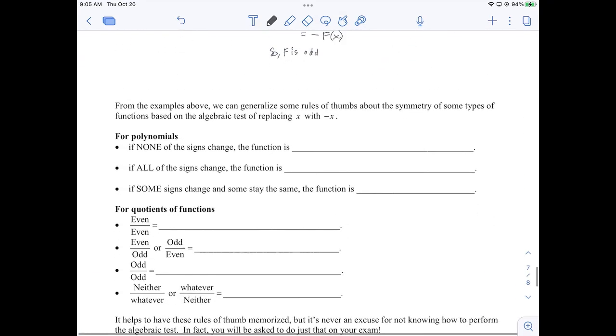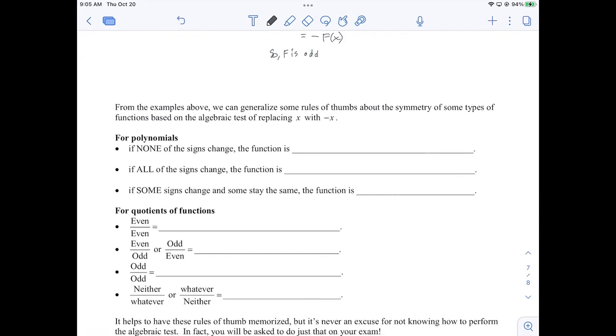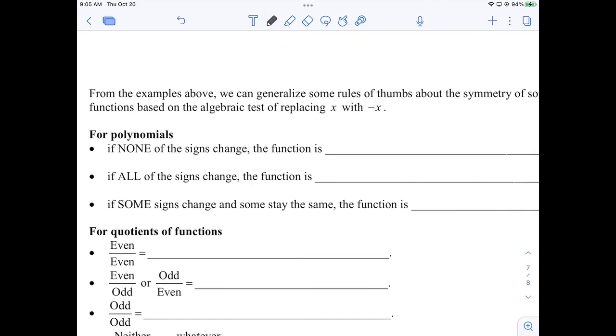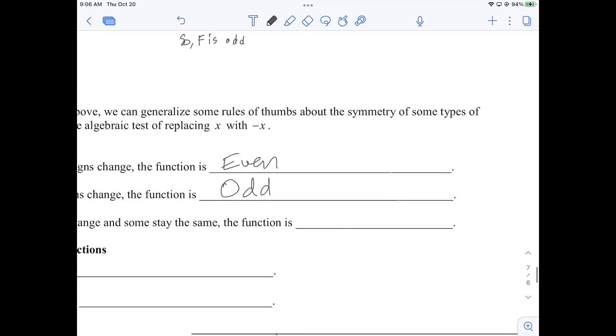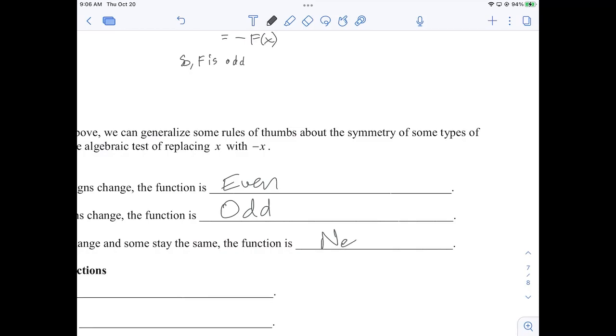Okay, so let's summarize here. If none of the signs change on a single line, then the function is what? Even. And if all the signs change, then the function is odd. And if some change and some don't, then it's neither.